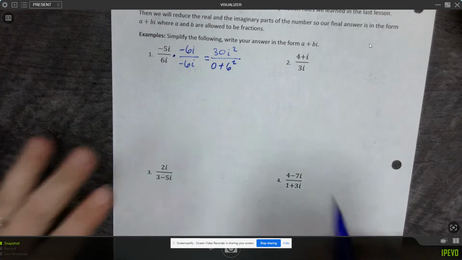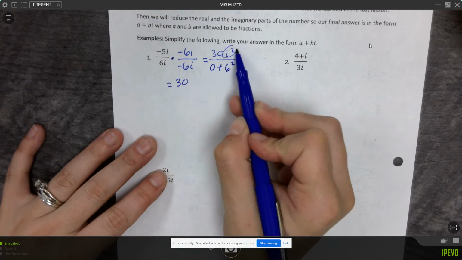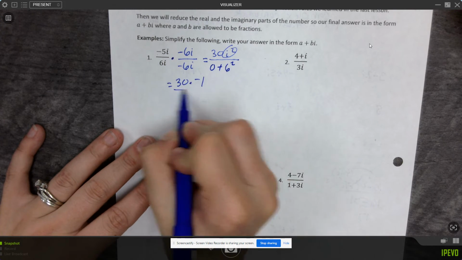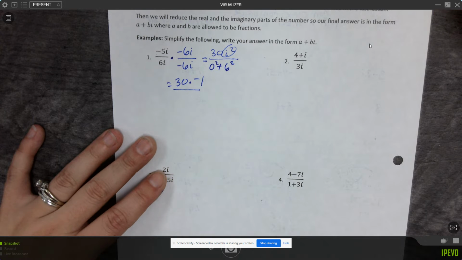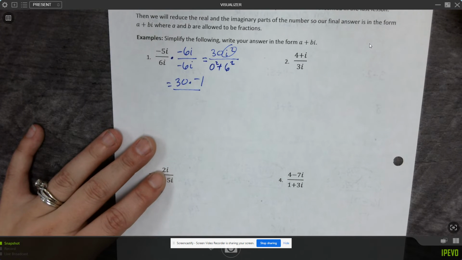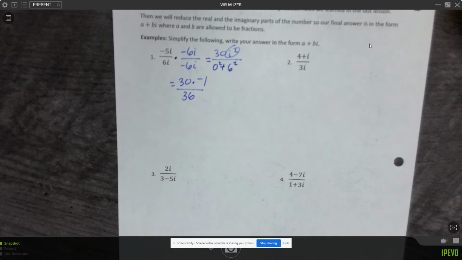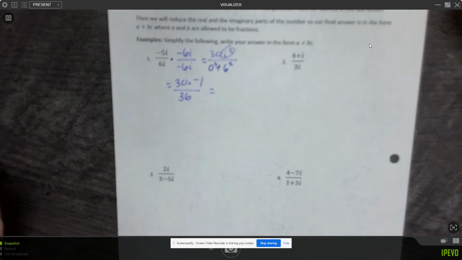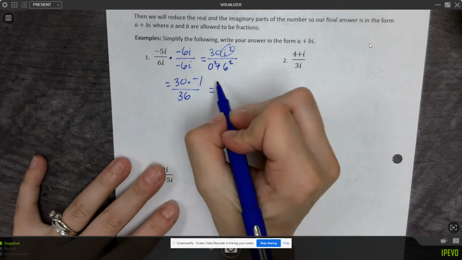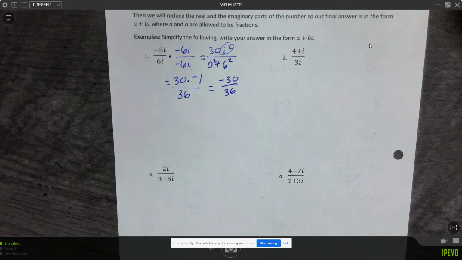So now we're going to simplify. 30 is 30, but i squared is times negative 1. 0, oops, and this should have a squared on it. 0 squared is 0, plus 6 squared is 36. 0 plus 36 is 36. 30 times negative 1 is negative 30 over 36.